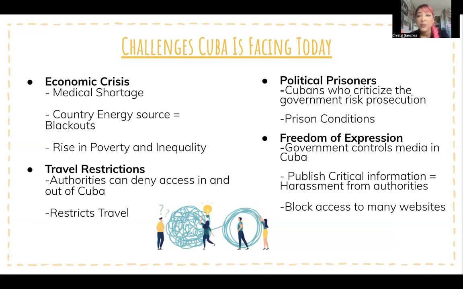Now, moving forward to political prisoners. Cubans who criticized the government were at risk of prosecution, and this led them to go into prison. The prison conditions weren't good; they were overcrowded. And if you were to criticize the government, you were beaten or at risk of not getting medical attention or not seeing your family. Next is freedom of expression.